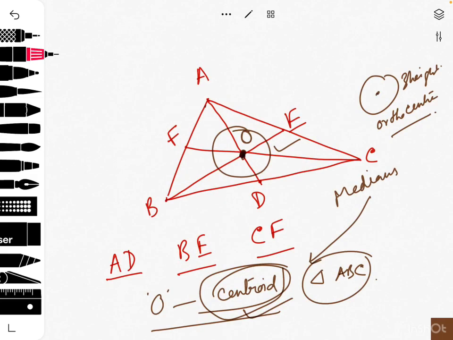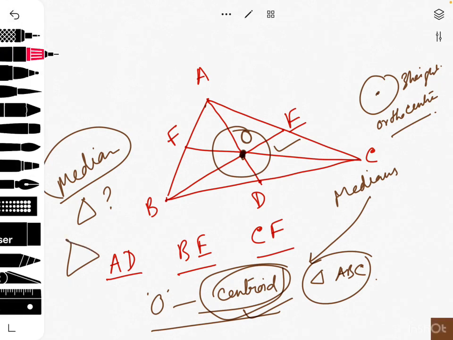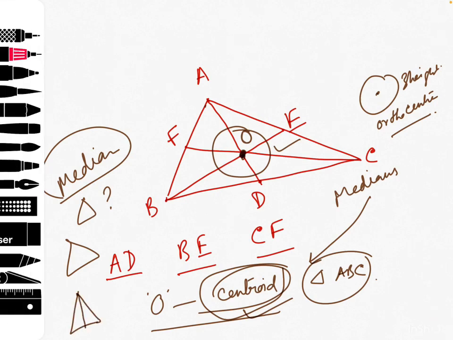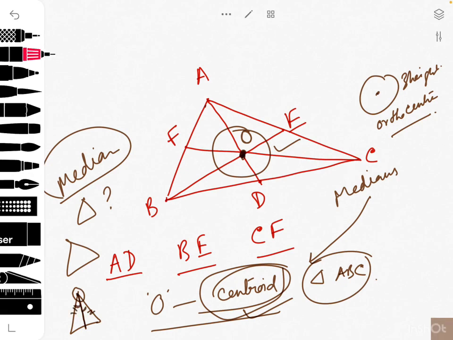So today in this class we have learned what a median is, and how many medians there are in a triangle. In the case of an equilateral triangle, we saw the property that holds for both median and height. In the case of an isosceles triangle, the median drawn through the intersecting point of two equal sides will make two equal angles. Similarly, it happens in the case of an equilateral triangle.